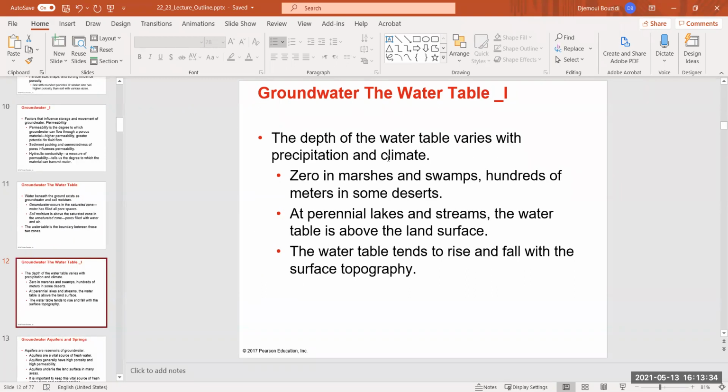The depth of the water table varies with precipitation, of course. The more rain you have, the more accumulation of water is going to go there. And climate: it is zero in marshes and swamps, because then all of the water is above the surface. But it is greater in the desert, because a lot of it goes underneath and sits there. Perennial lakes and streams add to the water table. The water table tends to rise and fall with the surface topography, with the mountains, whatever is underneath. So if there is an impermeable surface underneath, the water table follows the shape of that region below it.